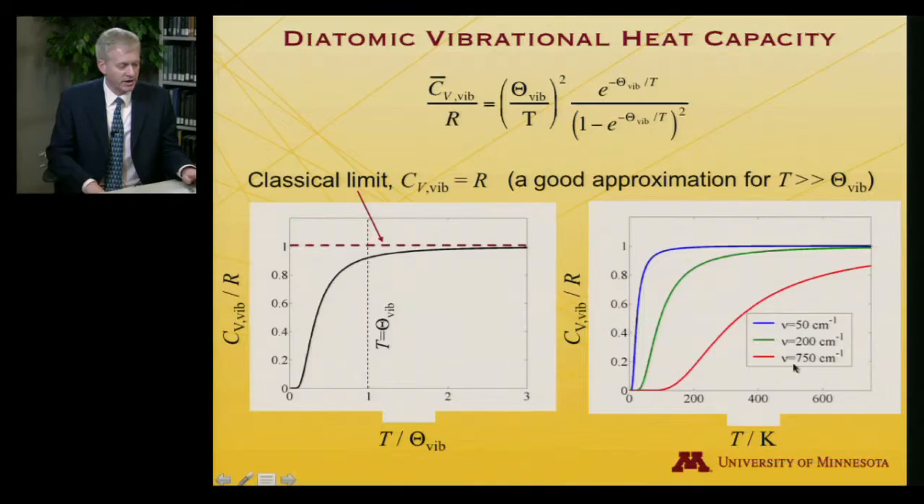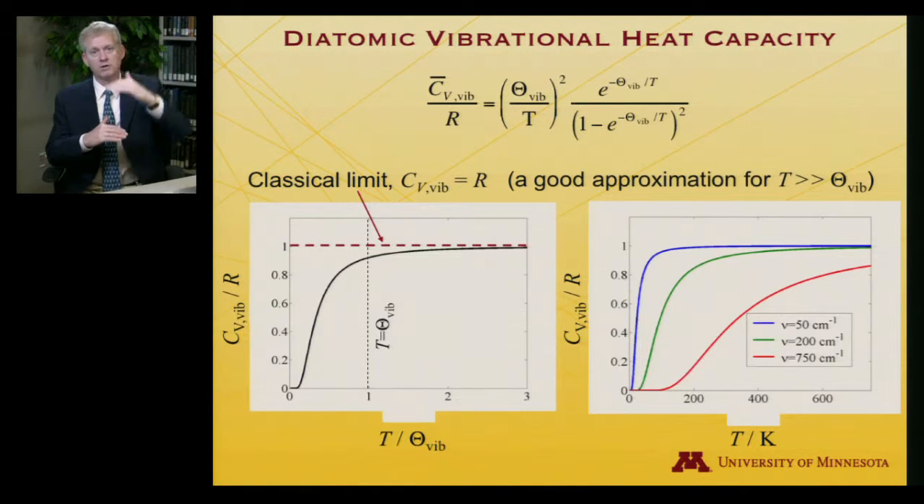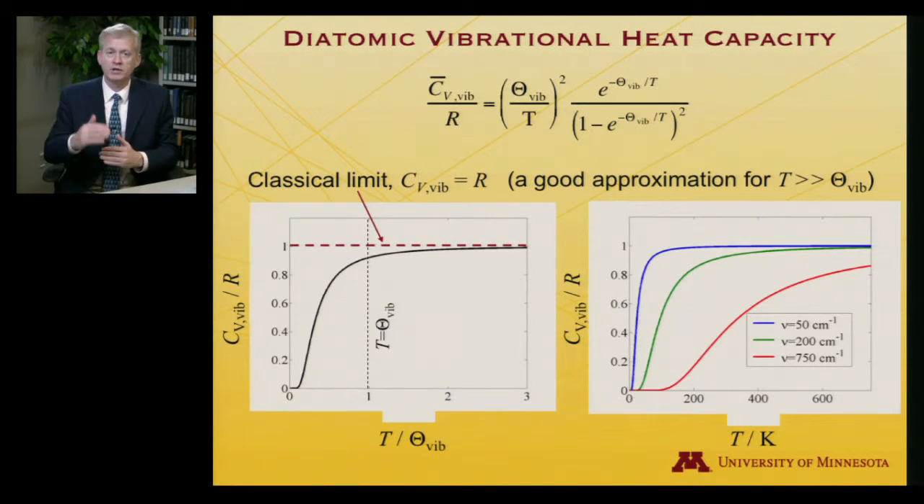On the other hand, by the time I get up to higher and higher frequencies, 750 wave numbers is the largest one on this plot, well, now my energies are spaced further apart, and as a result, it's harder to populate them, and I'll put more of my energy into translation before I get into those levels. And so sure enough, the blue curve, the low frequency, plateaus very quickly, the green curve less quickly, and the red curve only relatively slowly, although it will eventually hit the same asymptote. So that gives you a feel for how the vibration can store energy and how the vibrational frequency dictates how readily it stores energy as a function of temperature.